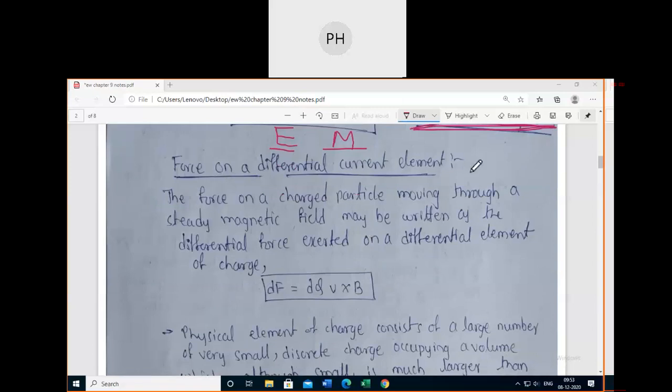Force on a differential current element. We are now indicating, with respect to a small elemental length, what the force is. The small charge is there: the force on a charged particle moving through a steady magnetic field. What is a steady magnetic field? It will not vary with distance; it will be the same. Whatever the field is, it is the same everywhere.